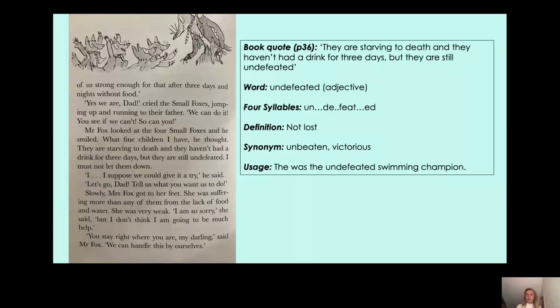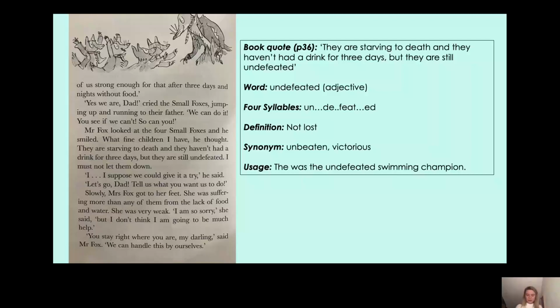Then we have another usage of it. Sorry, I've missed a word out there. No, I haven't. I've added a T at the end of my sentence. So it's meant to say he was the undefeated swimming champion. Okay, so he had not yet been defeated. He was the champion and he hadn't lost yet to anyone else to make him not the champion. Okay, so let's read the last few lines of chapter 9.